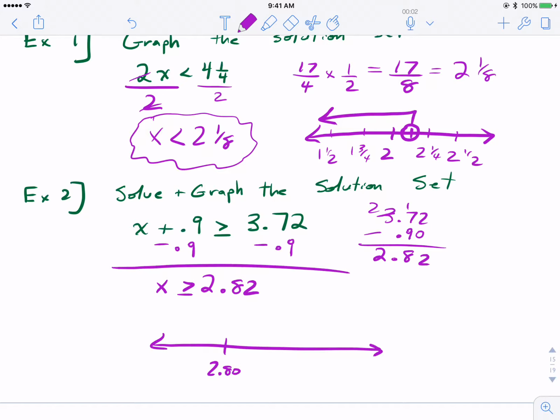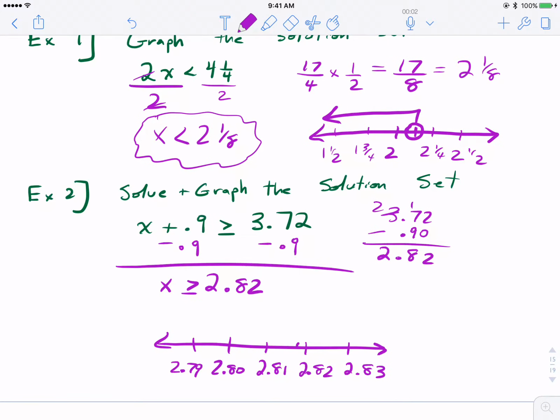You would be given a number line, so me setting this up, don't stress about that. If it were a day 3 question, you'd be given a number line, or for multiple choice, you'd be asked to pick out the correct number line for a given inequality. So x is greater than or equal to 2.82.